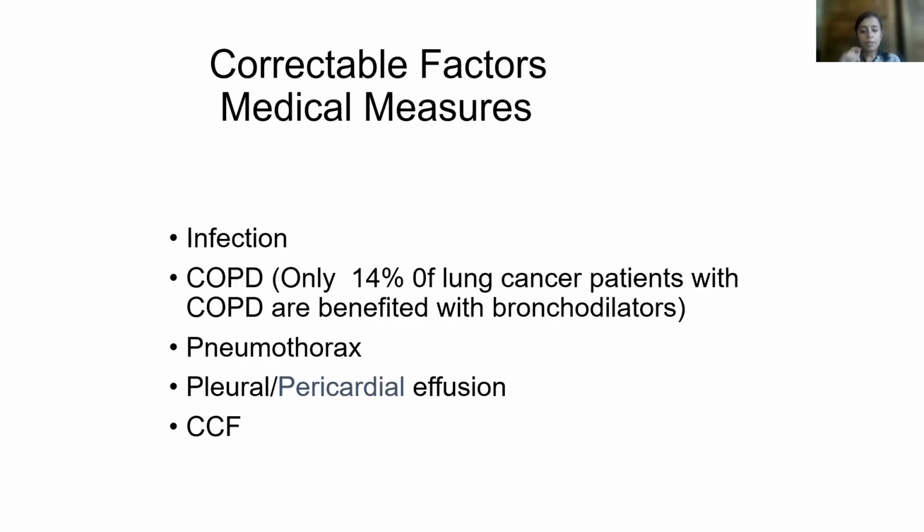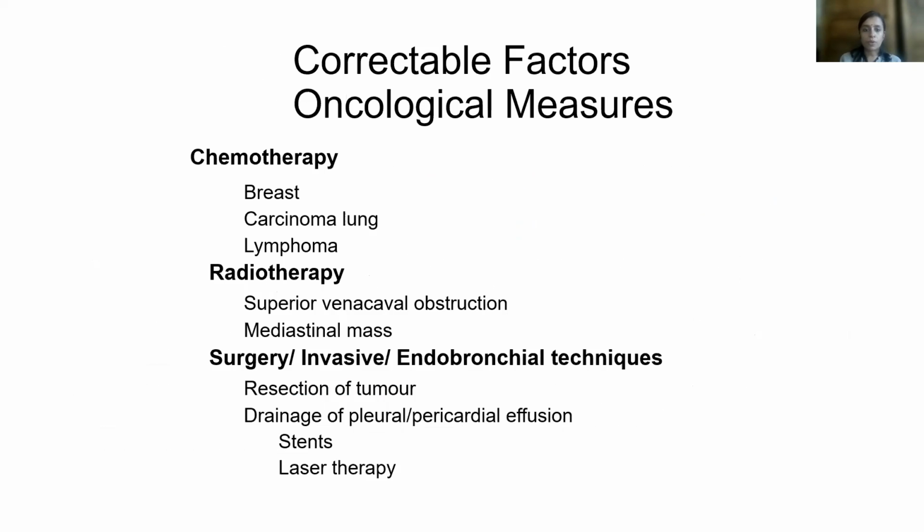Correcting the correctable. If there is an infection, treat the infection. Understand that in COPD, only a small percent of patients will get benefit from bronchodilators. If there is an effusion, a pleural or a pericardial effusion, treat the treatable, drain the effusion, and then the patients will feel better. When there is congestive cardiac failure, it is important to reduce the fluid overload. So these are the correctable measures that we should think of first.